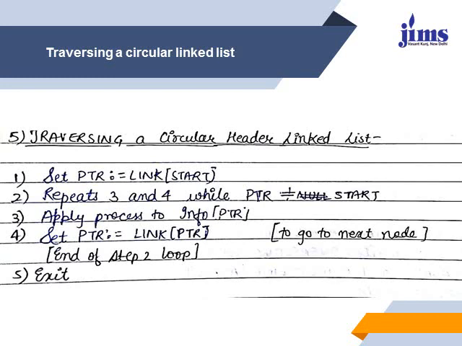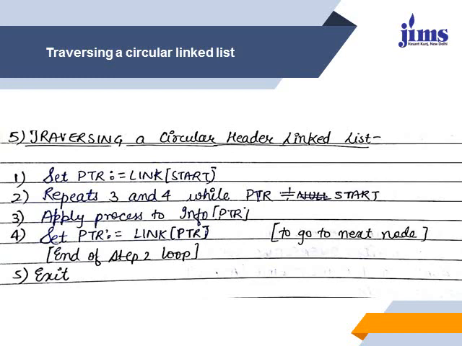In a circular linked list, as I have already told you, the last node points to the first node. Now here you can see the algorithm. We will first initialize the pointer to the link of start. Now we will repeat steps 3 and 4 until the pointer is not equal to start. That means we are not coming back to the first position. We will keep on repeating this process.